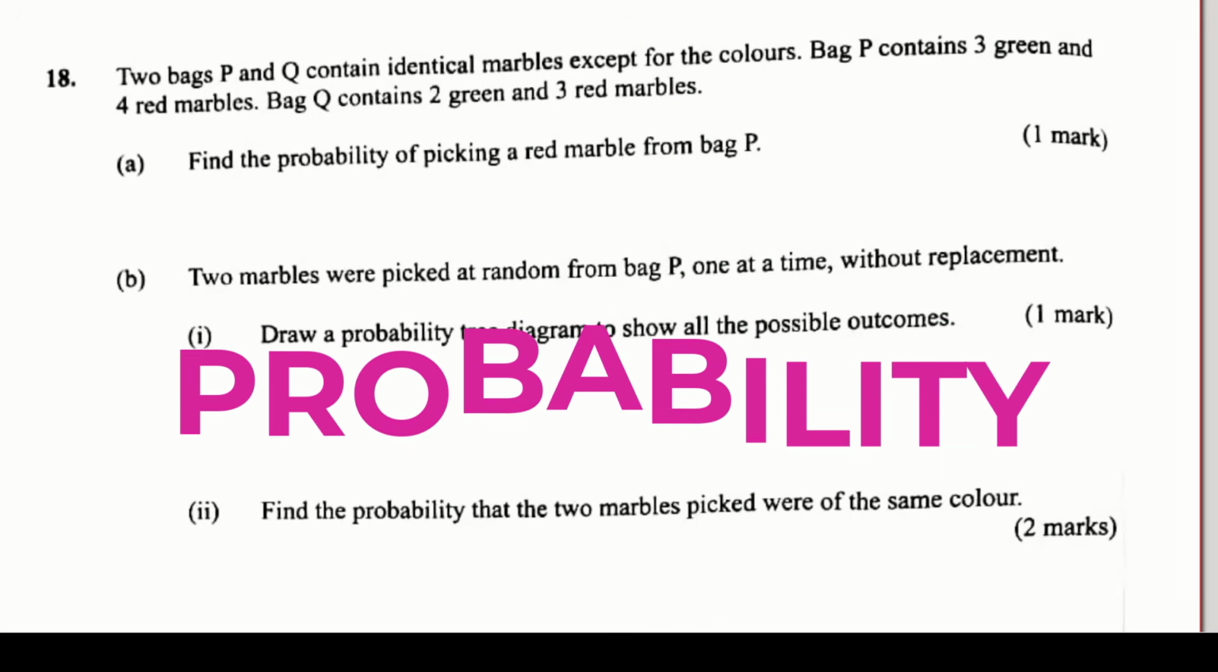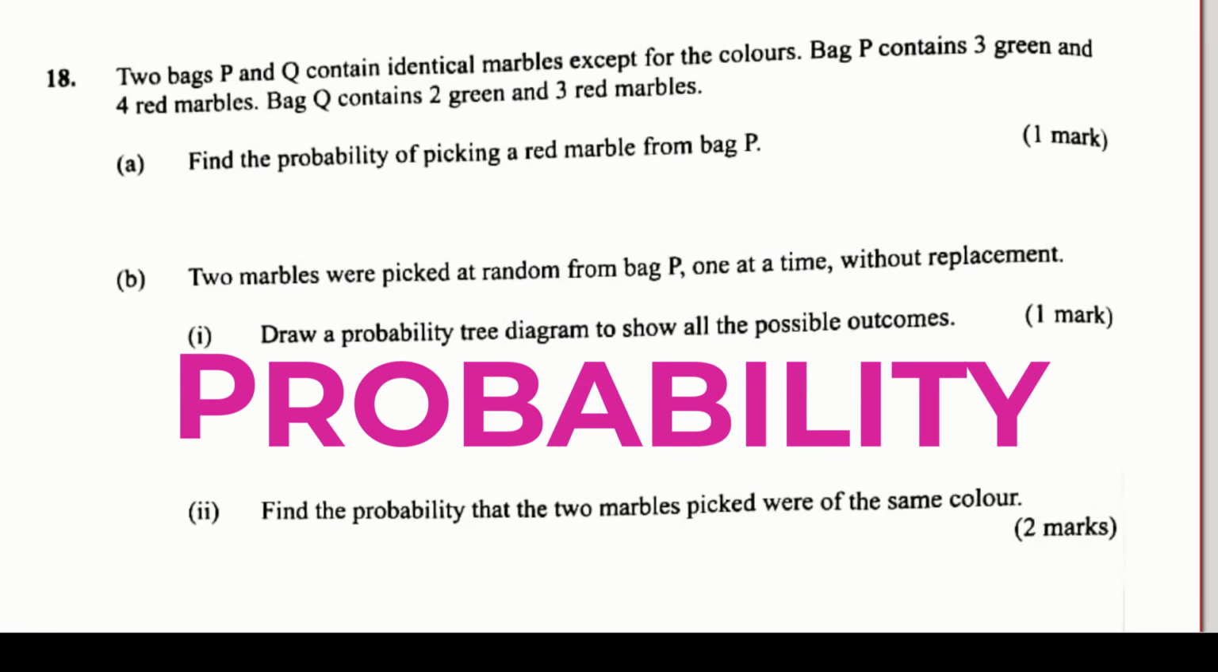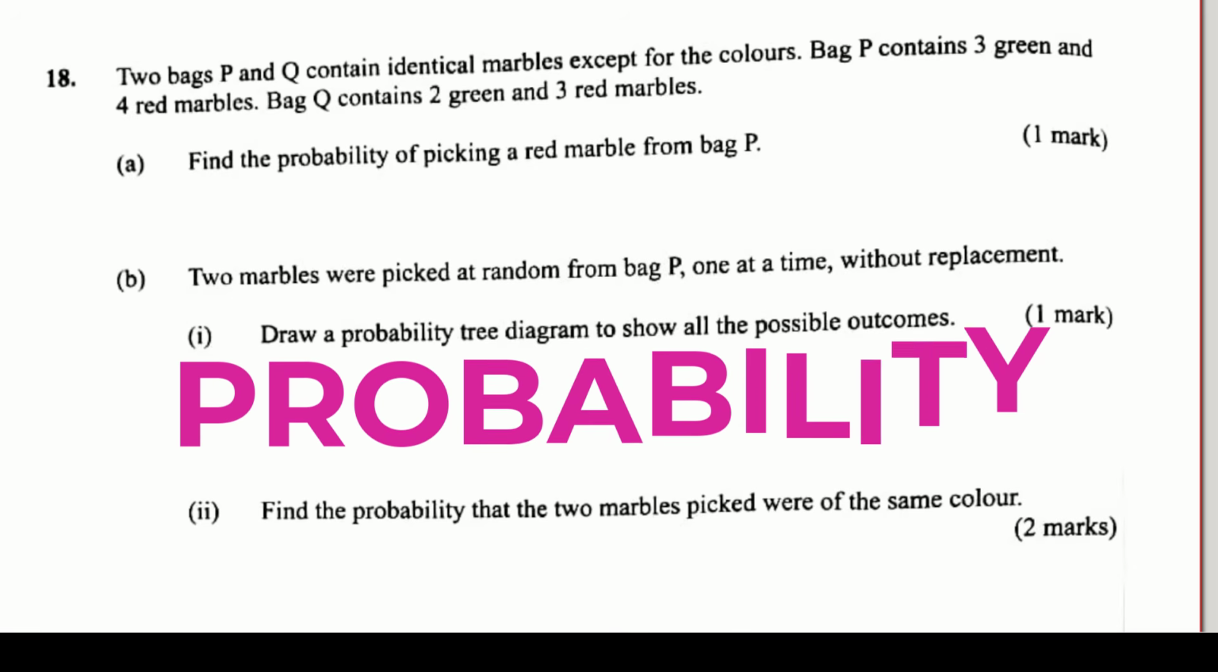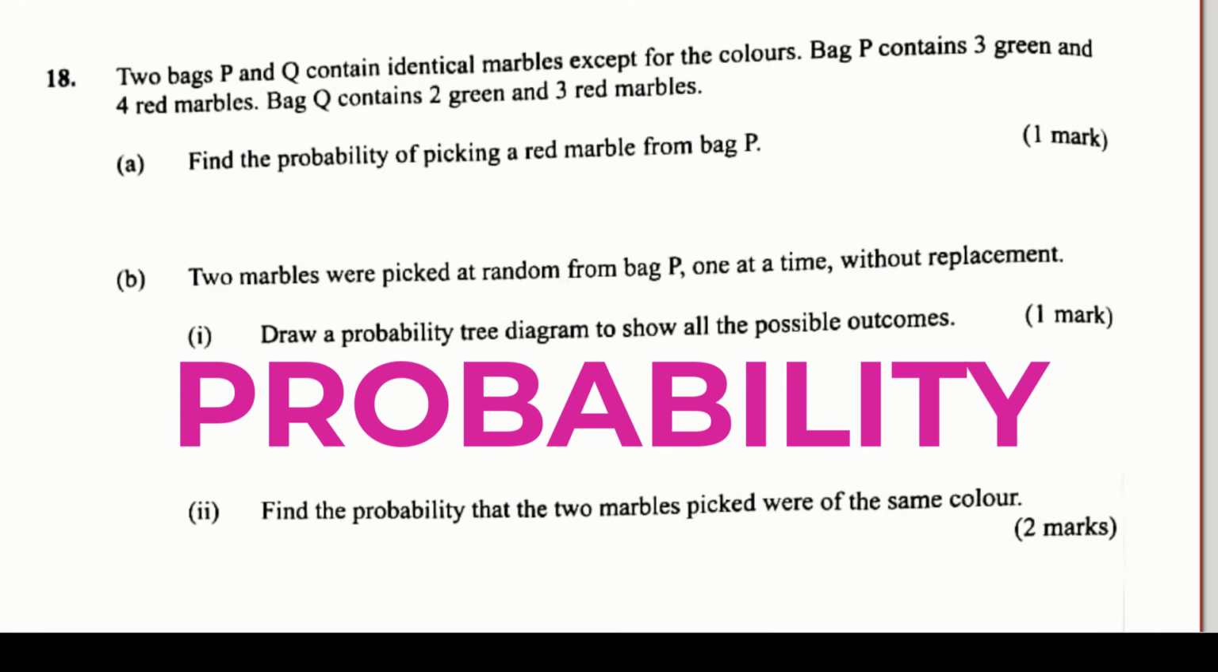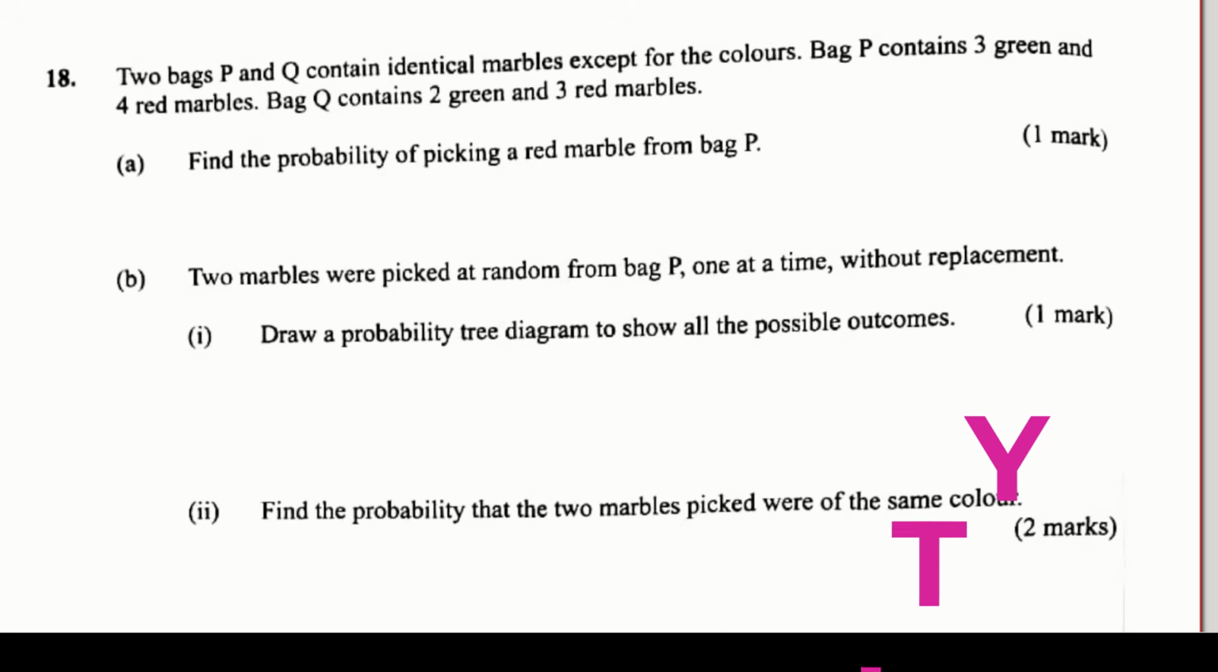Question number 18. Two bags P and Q contain identical marbles except for the colors. Bag P contains 3 green and 4 red marbles. Bag Q contains 2 green and 3 red marbles. A. Find the probability of picking a red marble from bag P. So let's begin with that.